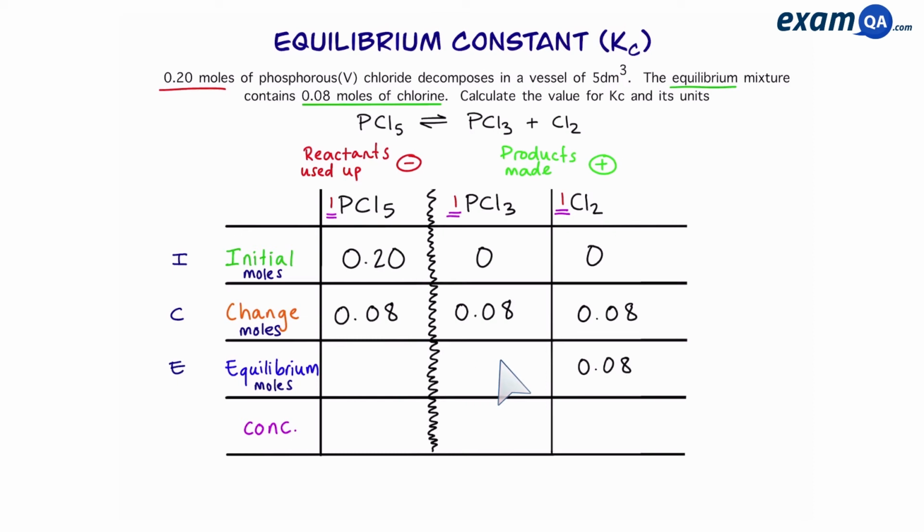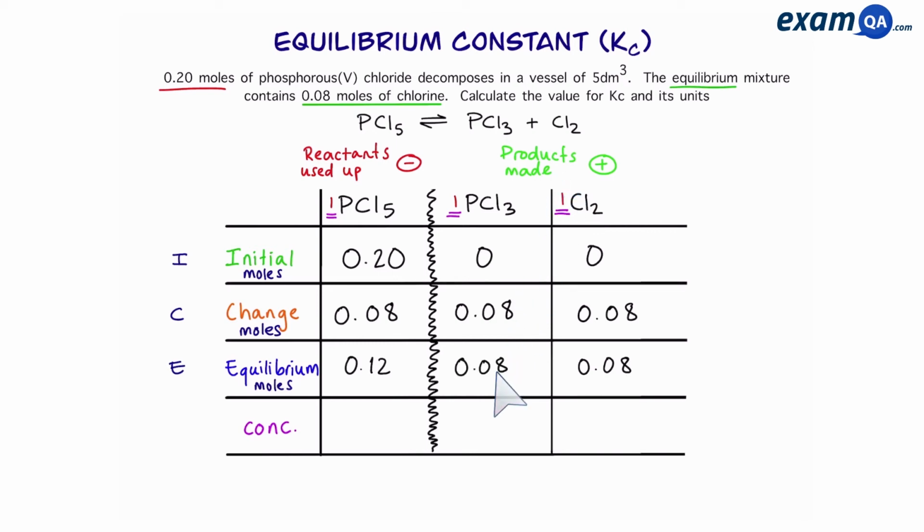Okay, now the final part is to work out the equilibrium moles of PCl5 and PCl3. Let's start with PCl5. We know it's a reactant, so it's going to get used up. Therefore, the equilibrium moles will be how much you had at the start, take away how much it changed by. And that's going to give us 0.12. Then moving on to PCl3. Again, how much we had at the start was 0. It changed by 0.08, but this time we're going to add because it's a product. And that gives us 0.08.